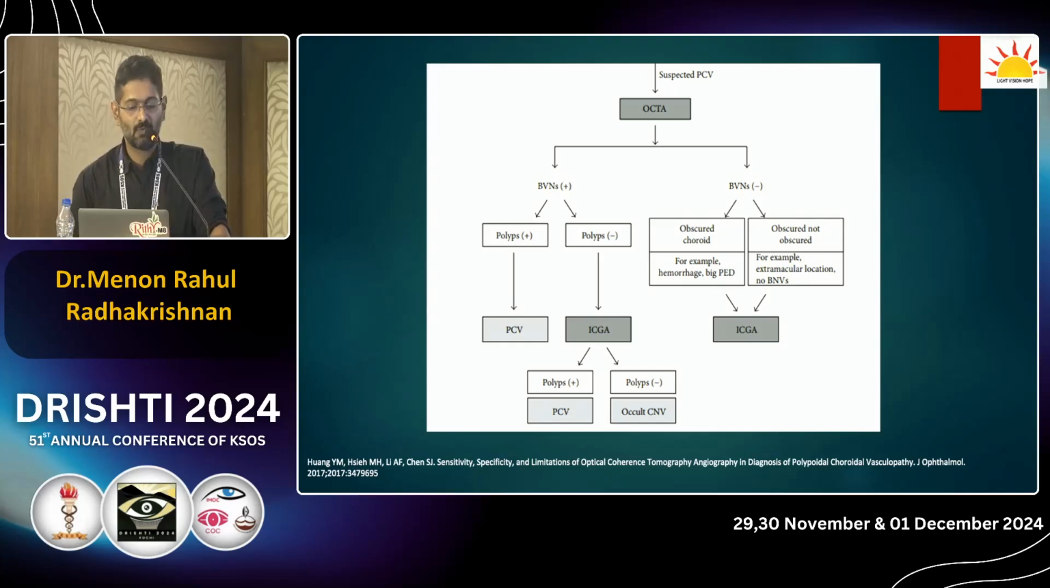So this is a small flow chart which we can use when we approach a case of PCV. When you see a case of suspected PCV, get an OCTA done rather than subjecting them to an invasive ICGA. You look at the OCTA, and if you can see the branching vascular network with polyps, you can treat it as PCV. You don't need to subject them to an ICGA. But if you don't see polyps, you have to get an ICGA, and depending on it you can classify it as PCV or occult CNVM. Now, suppose in the initial image itself, because of hemorrhagic PEDs or extramacular location, whatever the reason, you're not able to get a good image, directly subject them to ICG.